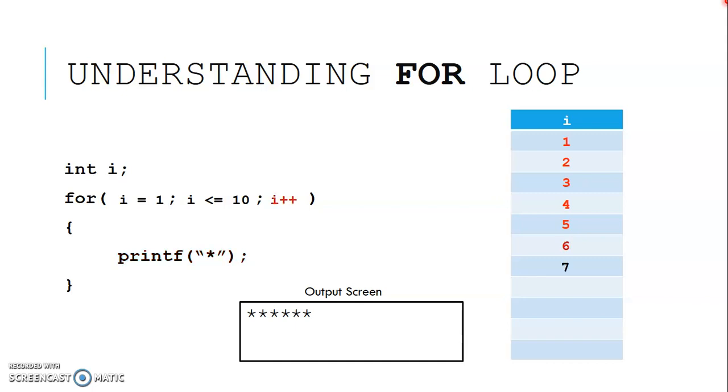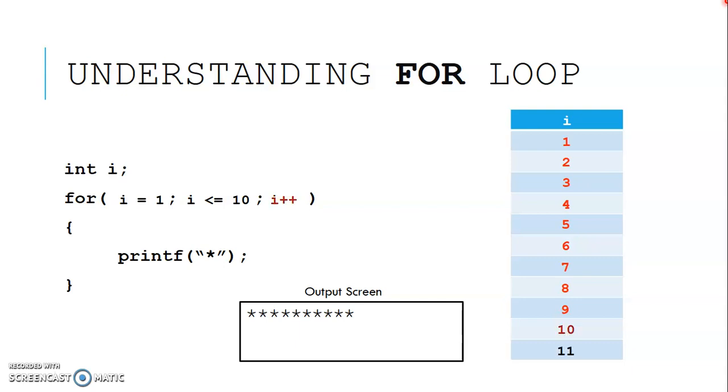Then 6 gets updated with 7, and 7 less than 10 is satisfied, so it prints a star, the 7th star. Then 7 gets updated with 8. 8 is less than 10, satisfied, it prints a star, and then 8 gets updated with 9. 9 less than 10 is satisfied, it prints a star, and then 9 gets updated with 10. 10 less than 10 is not satisfied, but there is another option, 10 equal to 10, and that is satisfied, and so it prints a star. And as soon as it has printed 10 stars, it should stop, but it does not stop there.